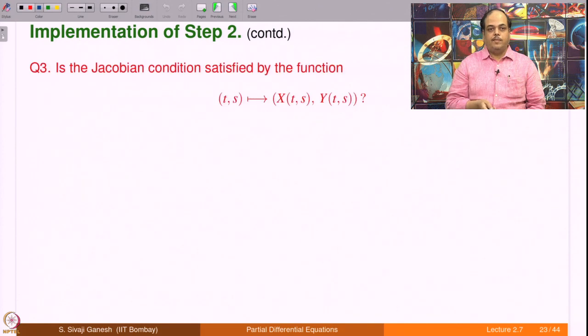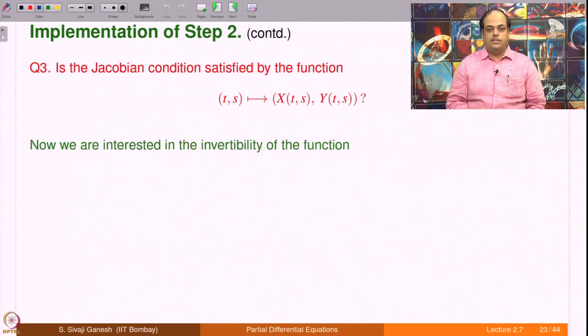Now, let us implement step 2. Step 2 and question 3 we have to answer: is the Jacobian condition satisfied by this function?